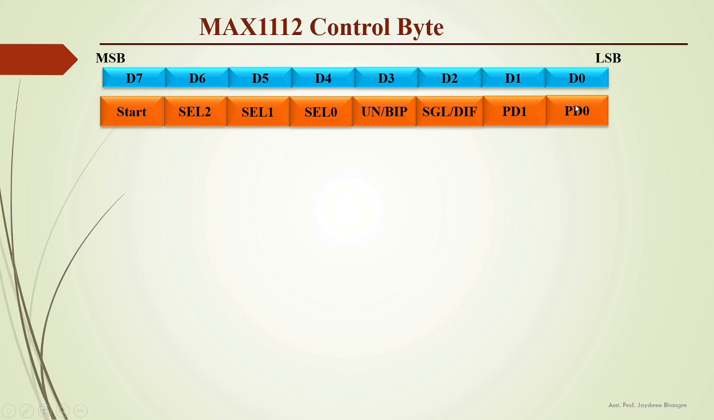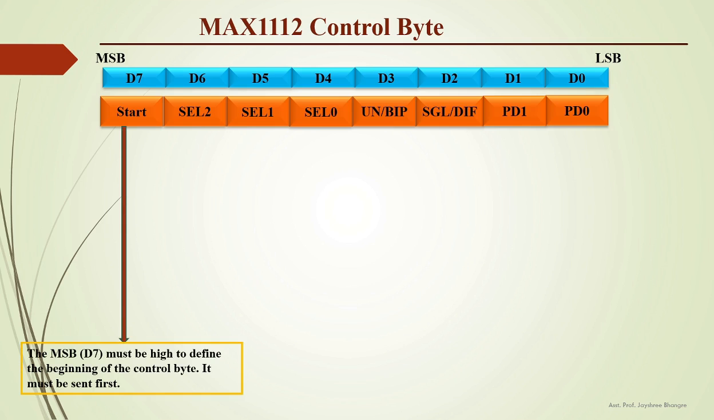So let's see these bits one by one. This is the 7th bit, that is the start bit. This is the MSB, and it must be high to define the beginning of the control byte, and it must be sent first. Then these are the selecting bits for the channels.